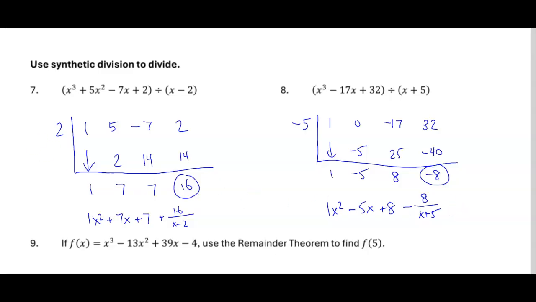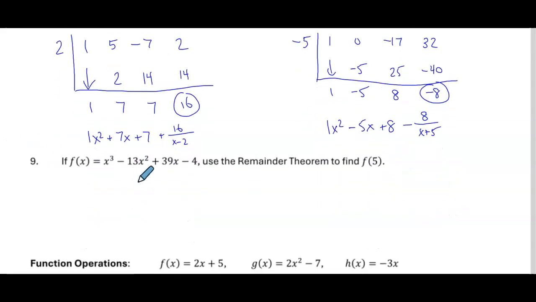Okay. Remainder theorem is the same concept. It is a synthetic division problem. But this time I'm not using a root. I'm just using the number I'm given. And whatever we get for a remainder in this corner will be the answer to f of 5 equals some number. I'm trying to figure out what the answer is when I plug in 5. But we're going to do it using synthetic division.